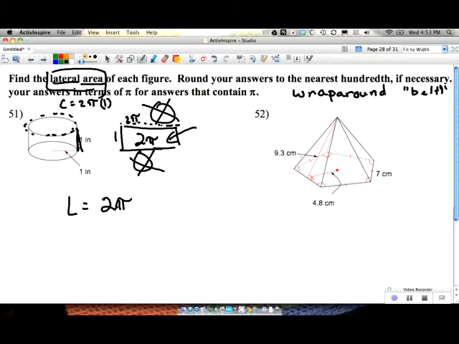Let's look at this one now. So we got a 4.8, a 9.3, and a 7. One of those we don't need. I'll tell you which one we don't need. It's the 4.8, because it's a measurement dealing with how to find the area of this base. We would need it if we were finding the total surface area, but we're not. We're just finding these triangles going around the outside.